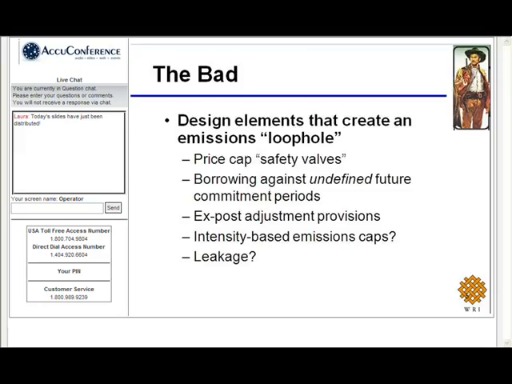Ex-post adjustment provisions would be any kind of provision that allows the administrator of a cap-and-trade program to essentially issue more allowances at the end of a commitment period if it's deemed that prices are too high or economic burdens are too high on the participants, essentially printing more allowances and increasing the level of the cap on an ex-post basis.